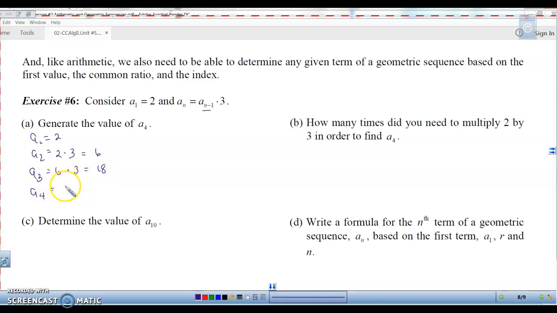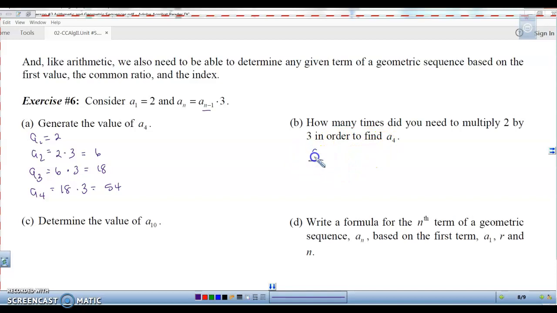And then a of 4 would be the previous term, 18, multiplied by 3 is 54. So if you have a recursive sequence, you have to know the previous term before you can move on to the next term. All right, now let's think about this for a second. How many times did you need to multiply 2 by 3 in order to find a4?